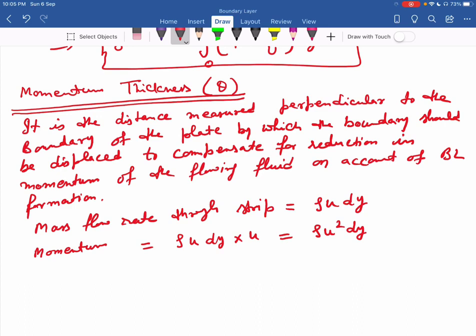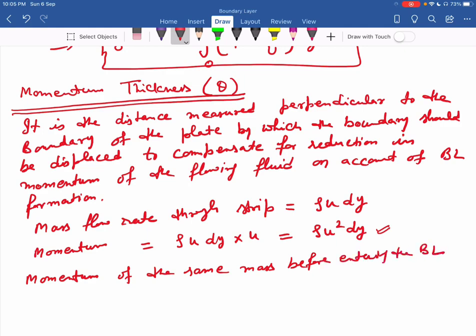Okay, so this is the momentum of fluid when it is in the boundary layer. Now I can write again the momentum of the same mass before entering the boundary layer. Before entering the boundary layer, the velocity of that layer is capital U, other than that of small u. So that momentum I can write: the mass into the capital U, that is the velocity. So this comes out to be rho small u into capital U dy.